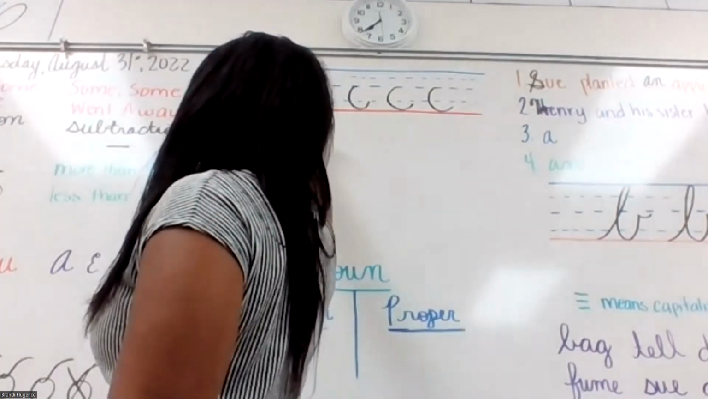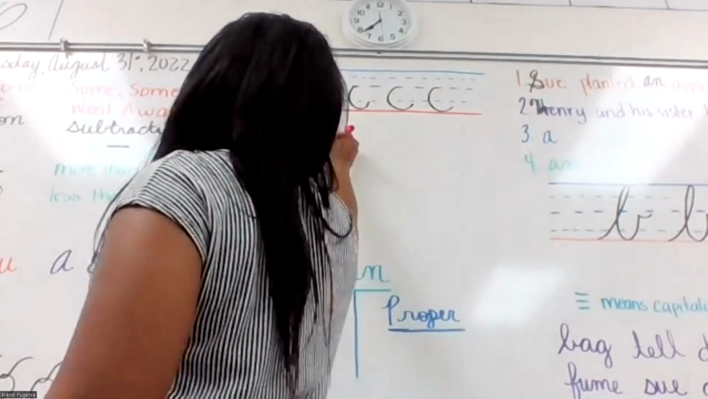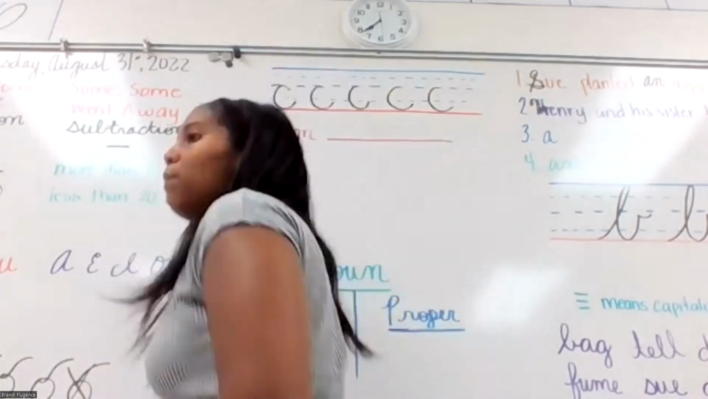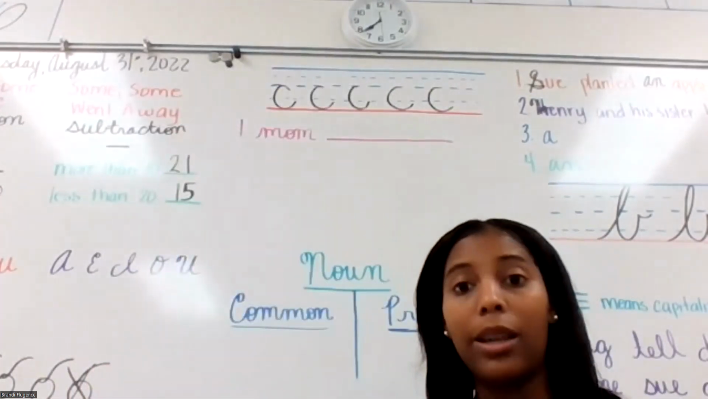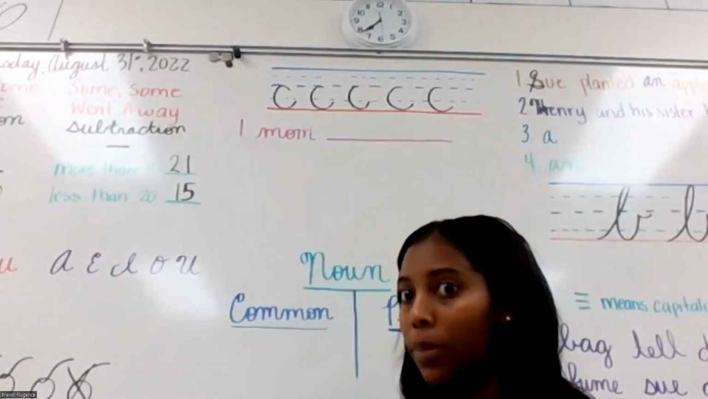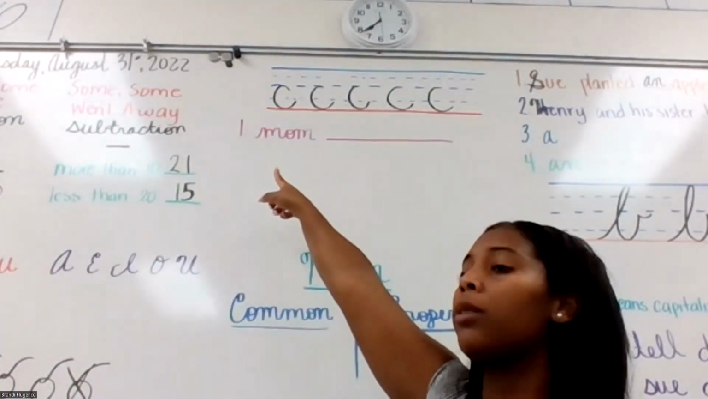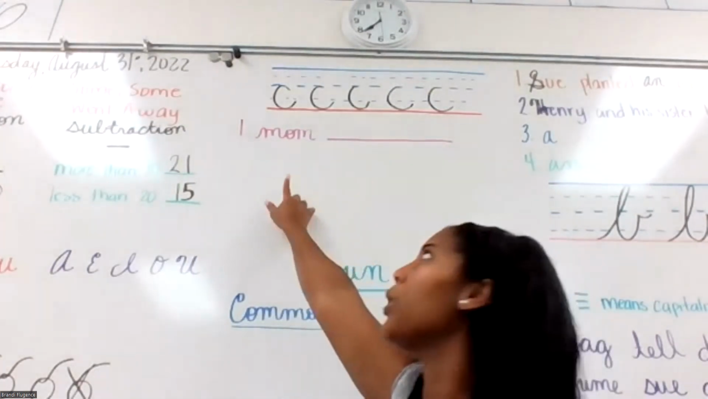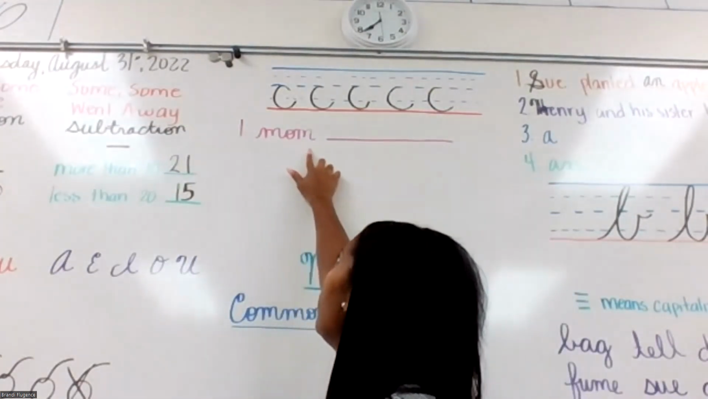We'll do a sentence about mom. So you write mom, finish the rest. Make sure you start your sentence with a capital letter and you finish it with the period. So make sure you put number 1 to show that that's number 1. So we have the who, mom. You tell me what.